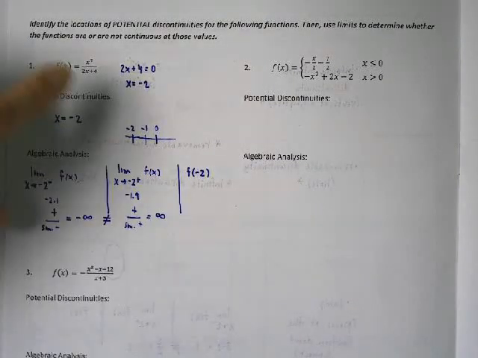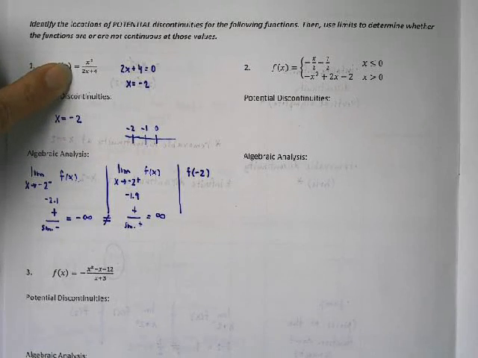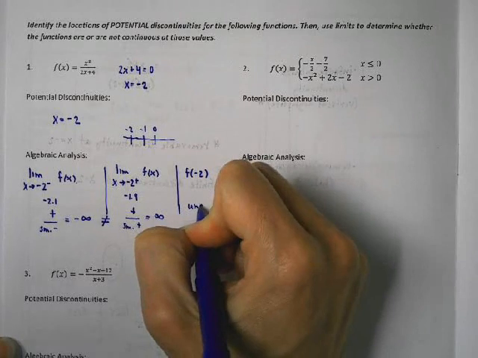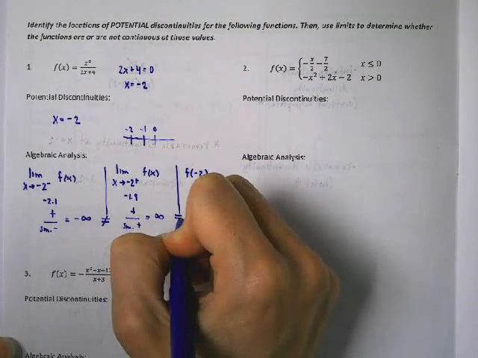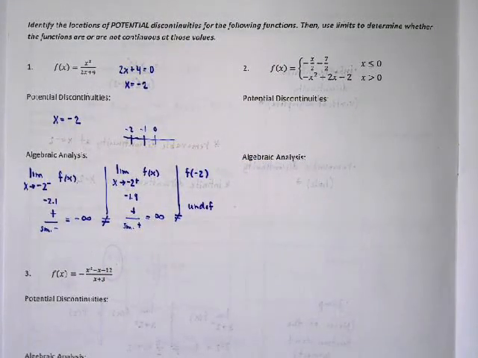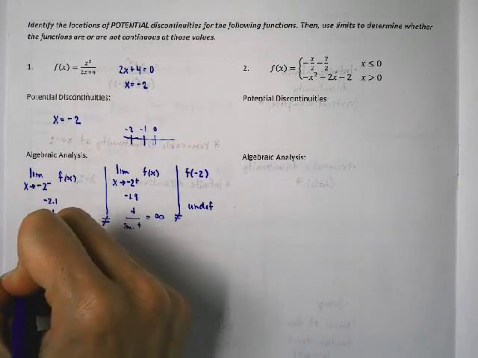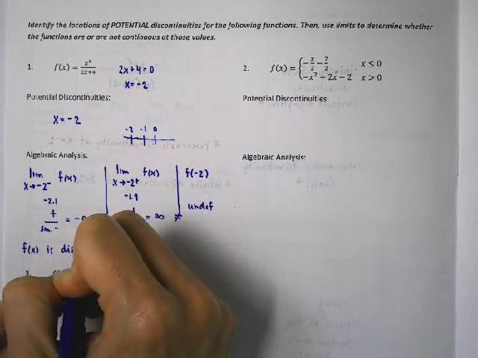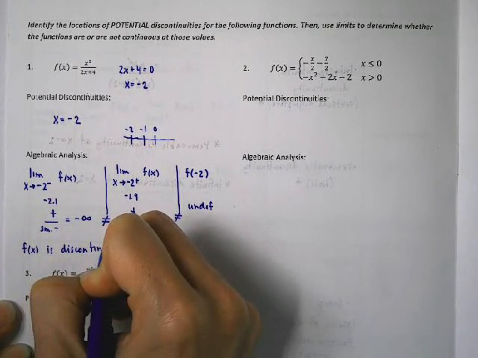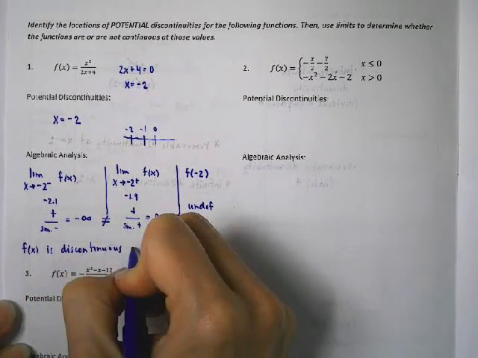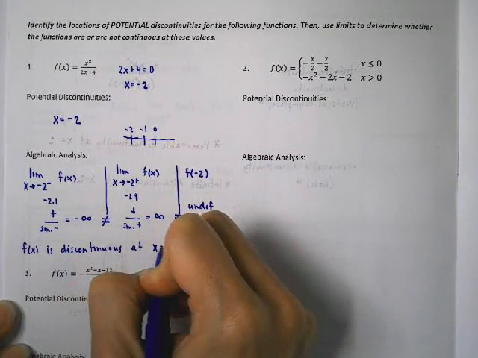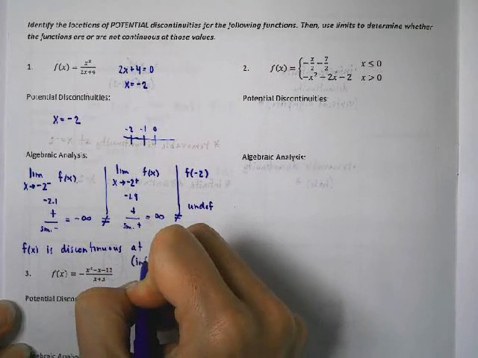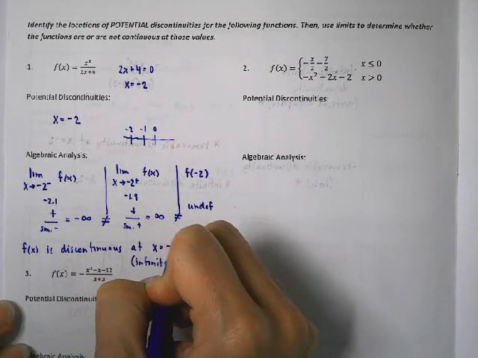We could take a look at the function value. If I try to plug in negative 2, we already know that made the denominator 0, so this is undefined. So in this case, all three pieces are not equal, so we would say f of x is discontinuous at x equals negative 2, and that would be an infinite discontinuity.